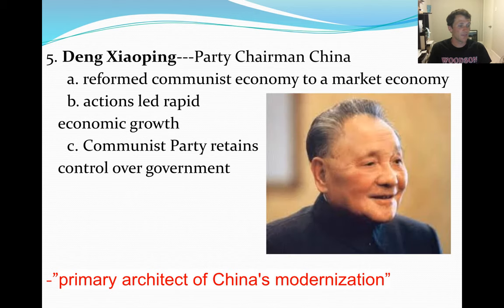Right? So you're also going to have Deng Xiaoping, who is the last of the leaders that you need to be familiar with. He is the party chairman in China during his reign. He's going to attempt to reform the economy in China toward a more open, market economy, and in doing so, it's going to lead to some rapid economic growth in China, because when you open up this market economy to hundreds of millions of people in China, things can pretty rapidly expand for a moment, right? So you have the Communist Party retaining control of the government, but a little bit more openness, I guess, under Deng Xiaoping, right? He's going to be the primary architect of China's modernization.